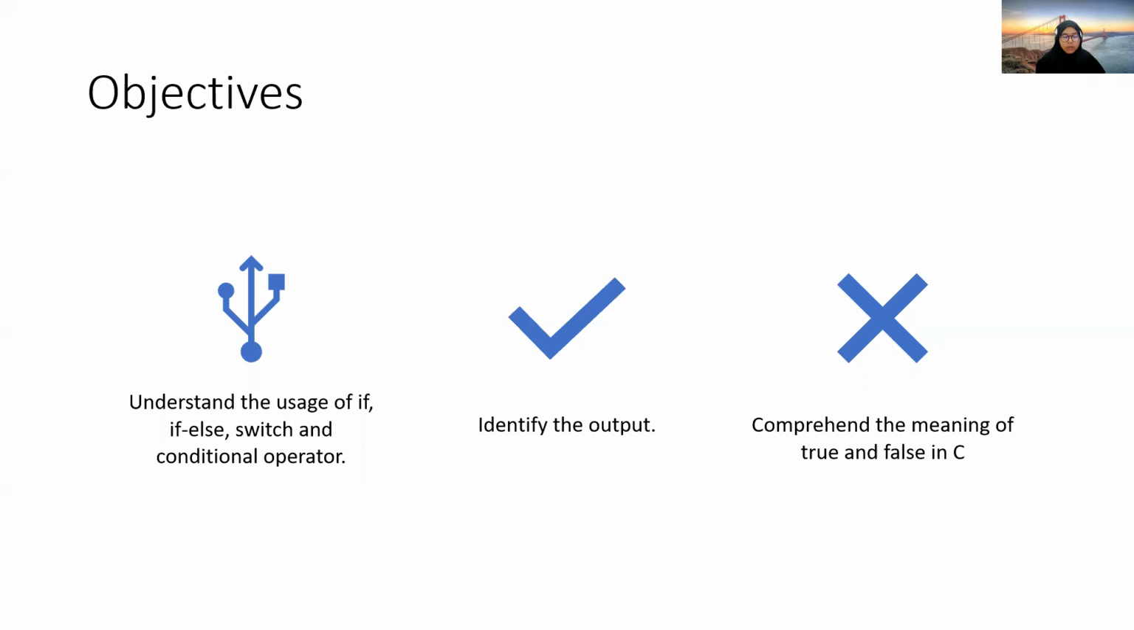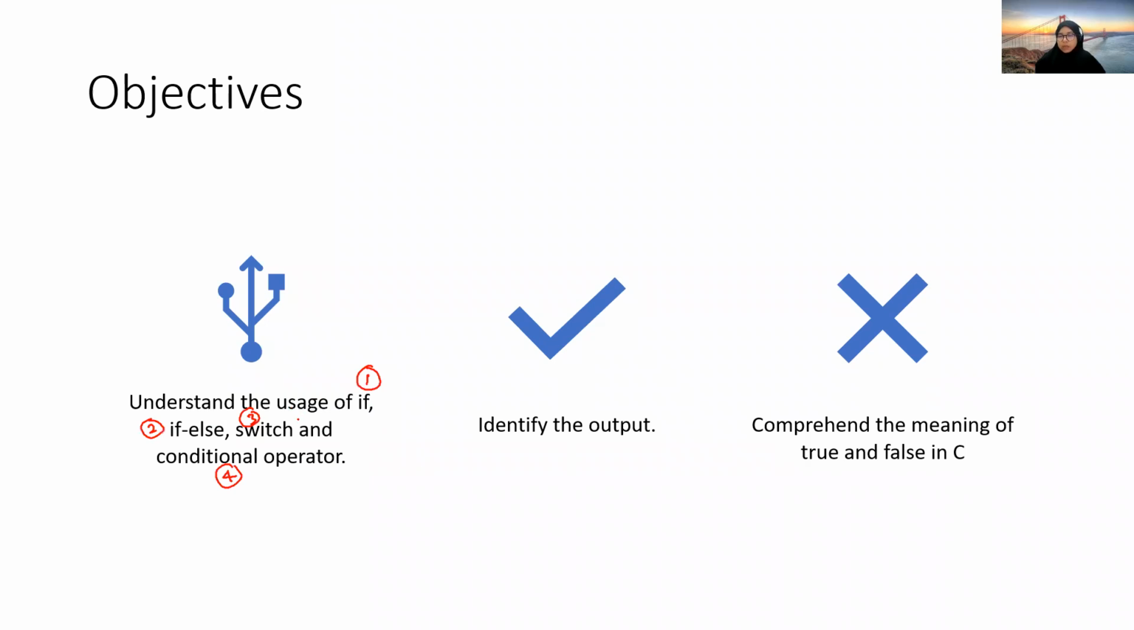The objective is to understand the usage of if, if else, nested if else, and also switch and the conditional operator. So we have number one, if, understand the usage of it; two, if else and nested if else; three, switch; and number four, the conditional operator. So we have four things to consider.